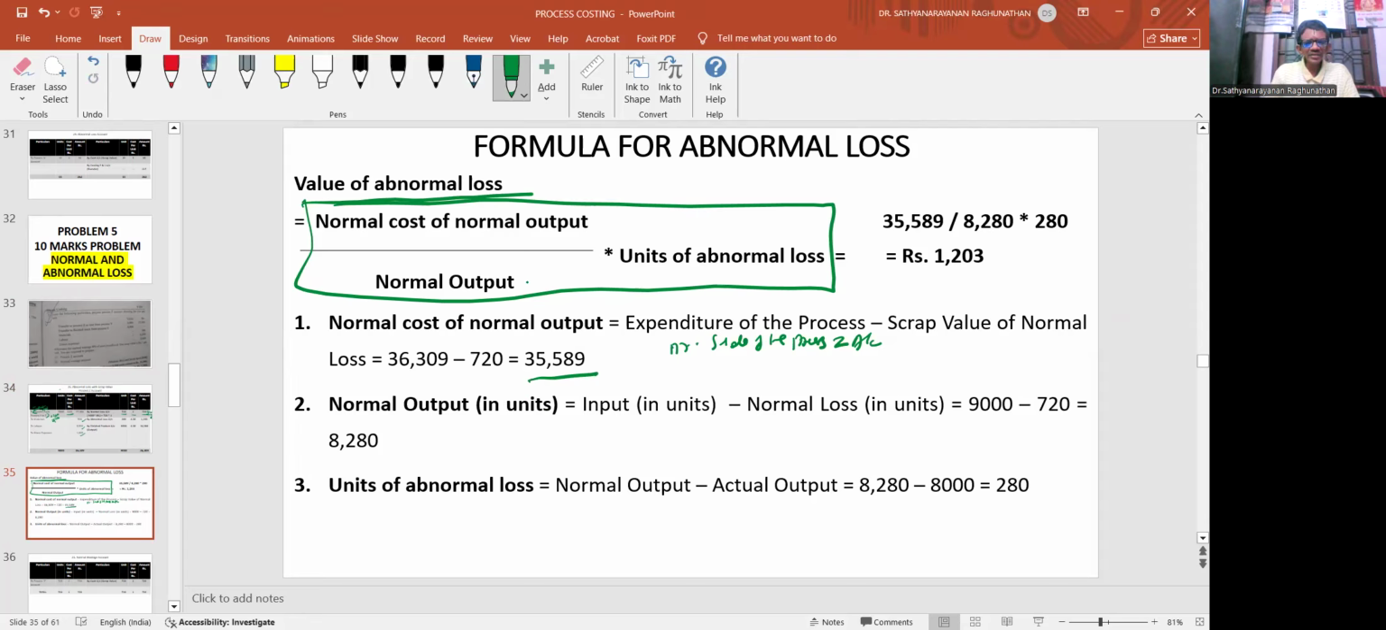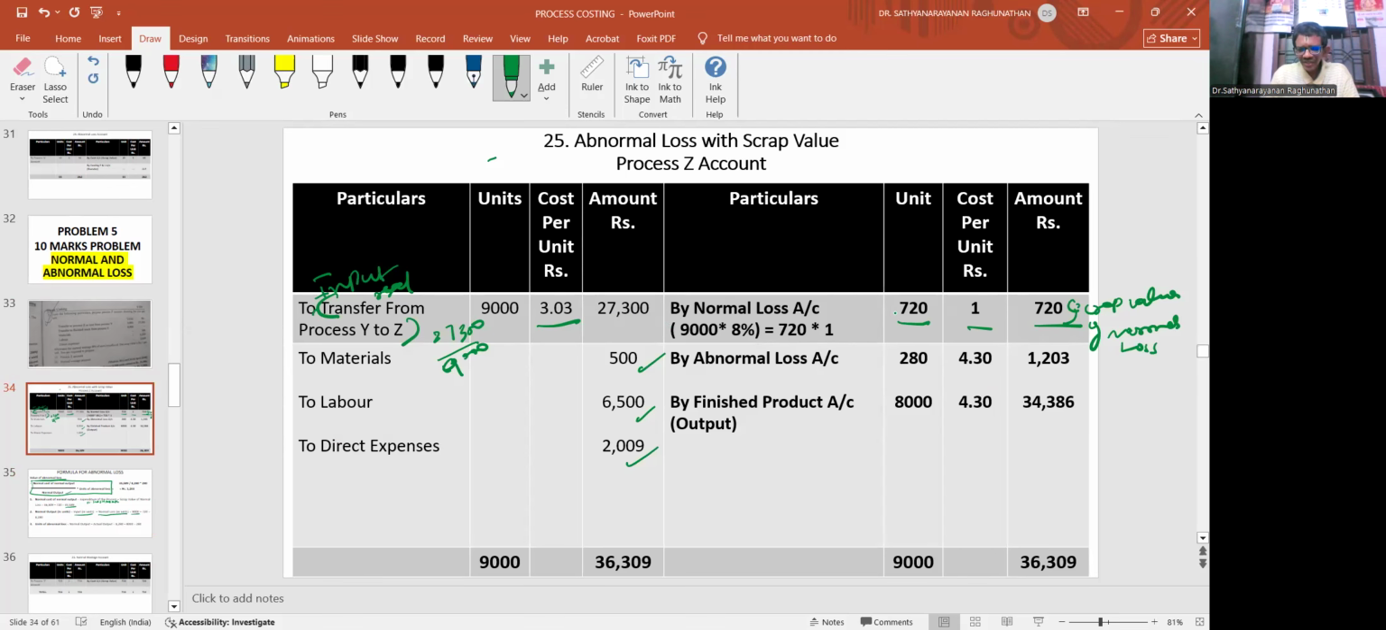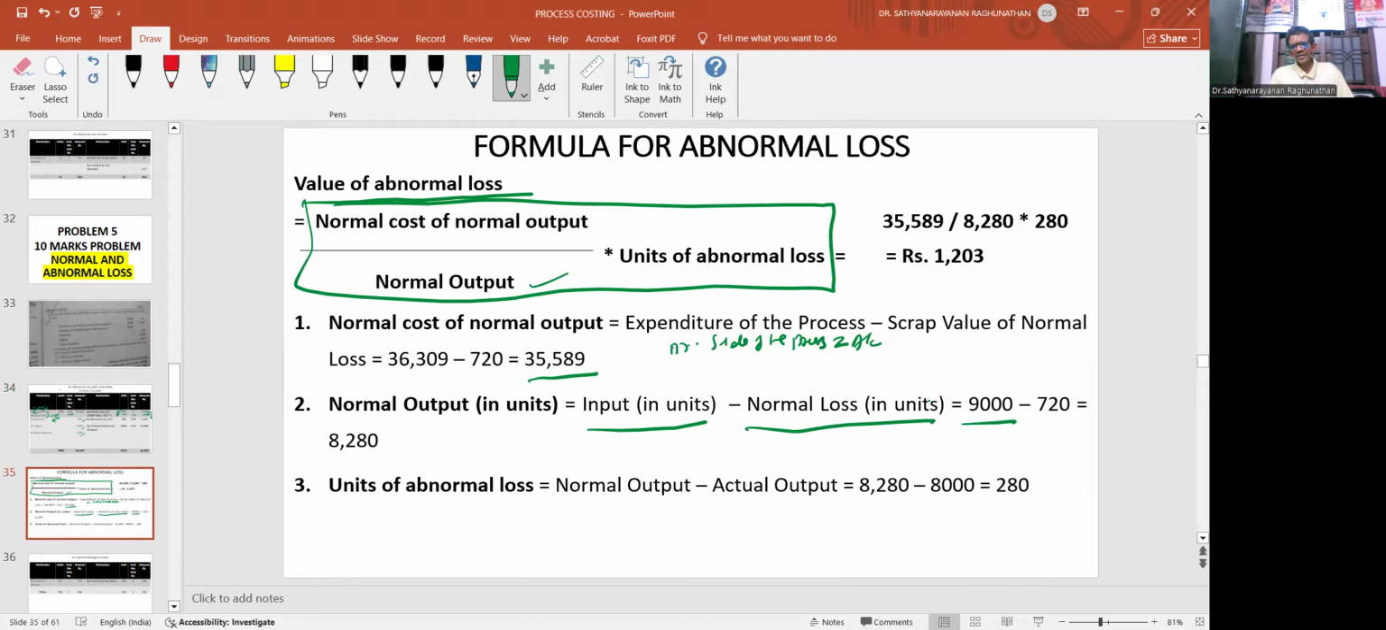The second component, normal output in units, is equal to input units minus normal loss units. Input units, as I told earlier, 9,000, minus this 720, the normal loss units. So that is 9,000 minus 720, which is equal to 8,280.